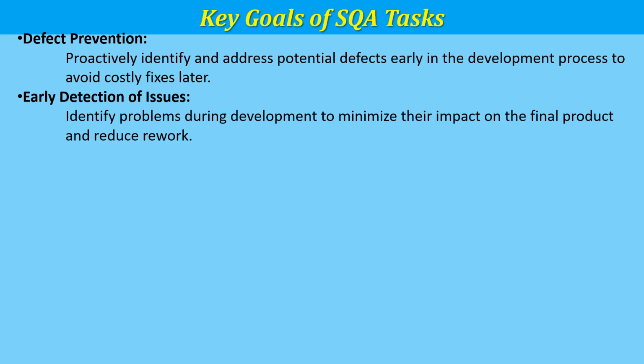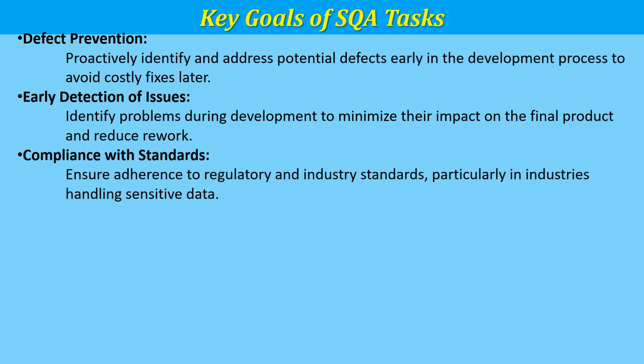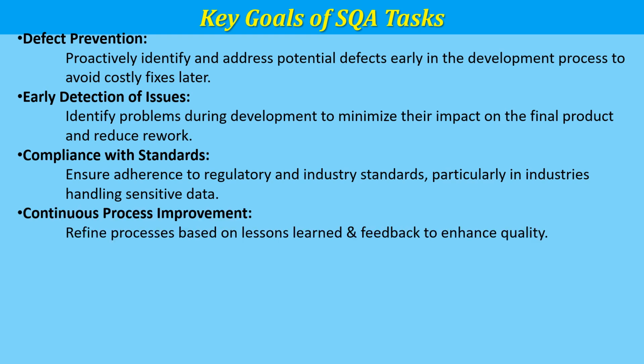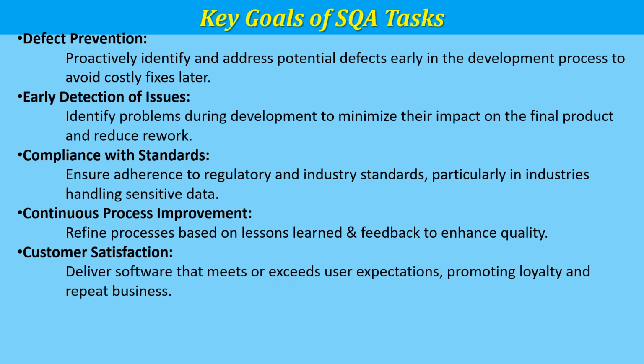Early detection of issues. Catching issues early ensures smooth progress, reducing delays and ensuring high quality outcomes. Compliance with the standards. Compliance is vital for trust and credibility, safeguarding both the company and its users while meeting legal requirements. Continuous process improvement. Continuous improvement fosters innovation and adaptability, embedding quality into the organization's culture.